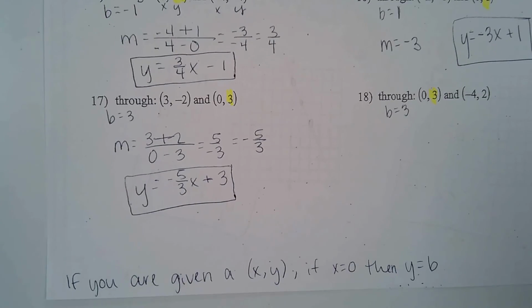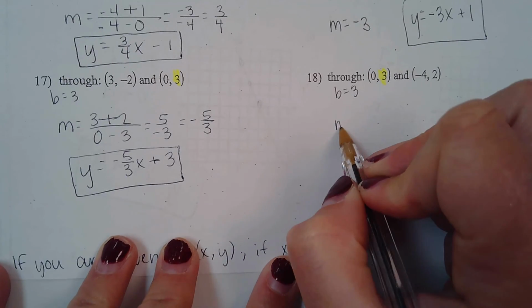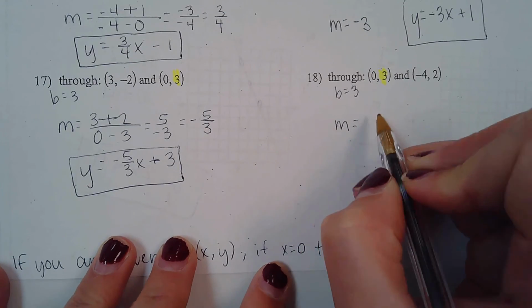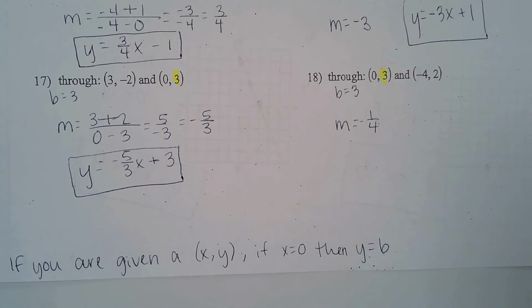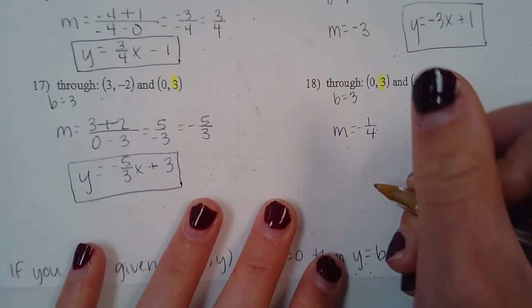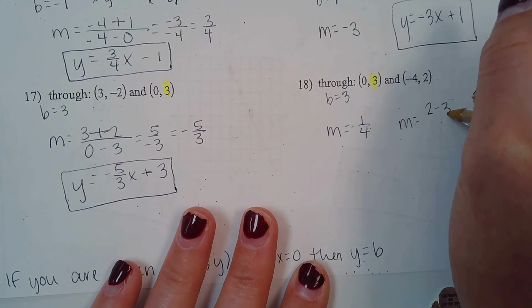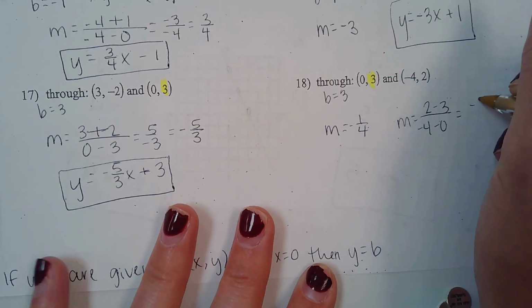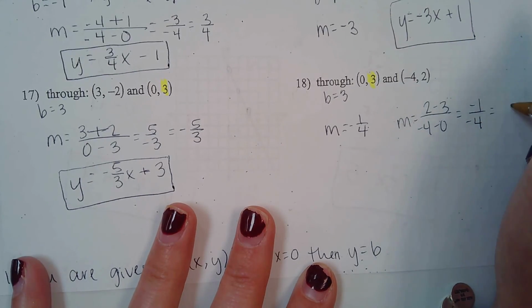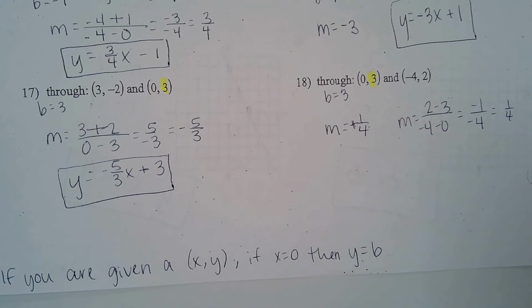For 18, what was our slope there? Do we all agree with that? -1/4? Actually, no, it made it positive. That okay?